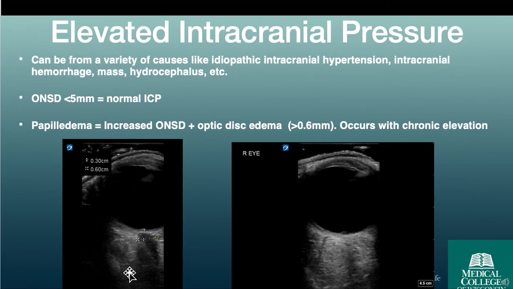Think of a 3x5 index card. You want to measure 3 millimeters back, and normal is 5 millimeters. So if they're above 5 millimeters, that means that they've got signs of elevated intracranial pressure.